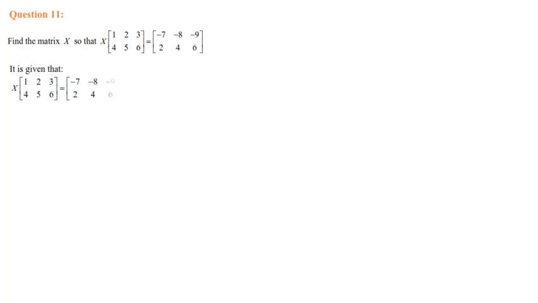Next we shall discuss question number 11. The question is: find the matrix X so that X into matrix 1, 2, 3, 4, 5, 6 is equal to matrix minus 7, minus 8, minus 9 and 2, 4, 6. We have to find X, which is a matrix. So first we write the given statement as a matrix equation: X into matrix 1, 2, 3, 4, 5, 6 is equal to matrix minus 7, minus 8, minus 9, 2, 4, 6.